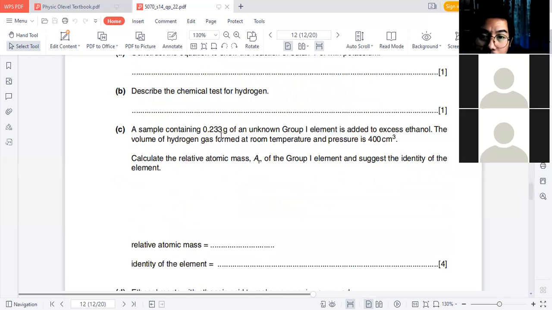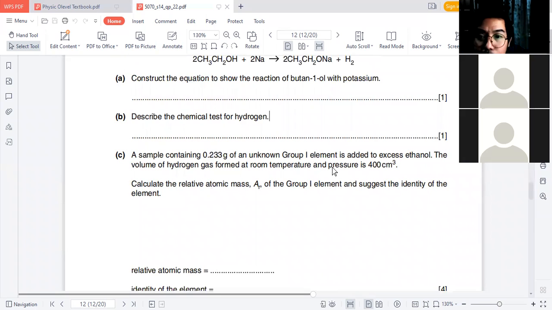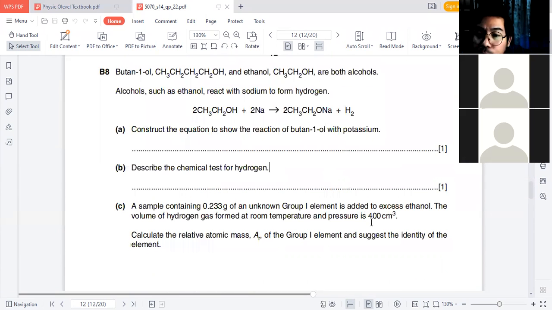Yes. Now, a sample containing an unknown group 1 metal is added to excess ethanol. The volume of hydrogen gas formed, at room temperature and pressure, is given. Calculate the relative AR of the group 1 element and suggest the identity of it. In this case, you need to find the mole. You find the mole of hydrogen gas because this is room temperature and pressure. So 400, divide by 1000 to change it to dm3, then divide by 24. Then you find the mole of the unknown sample of group 1.